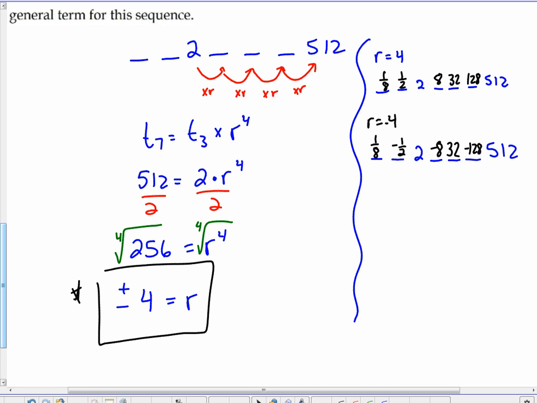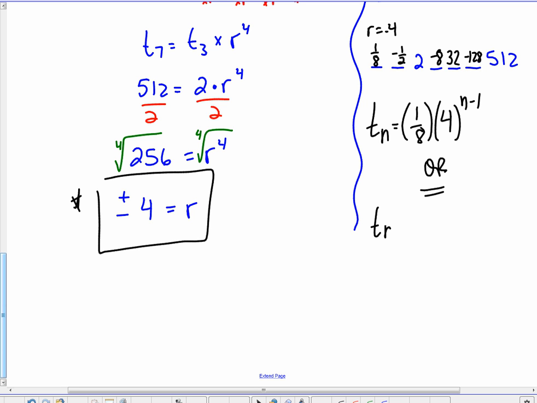So then our general term for this would be t of n equals, we have 2 options. The first one would be, you need your first term, which was 1/8. We figured that out. Times my common ratio, 4 to the power of n minus 1. Or the other answer would be 1/8 times -4 to the power of n minus 1.